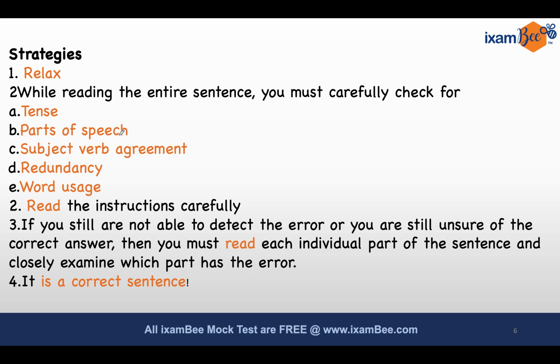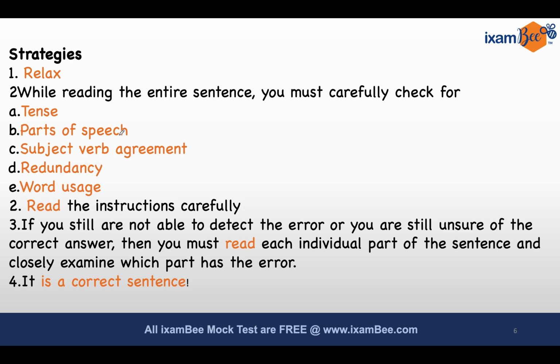Next, you need to read the entire sentence. Sometimes these sentences come as fragments, but do not read them as fragments. Try to read them in totality as a full, complete sentence. Now, when you're reading that sentence, start looking for certain things. First, tense inconsistency. See if the tense is correct or not. Next, parts of speech. See if the word has been used as a noun or as an adjective. Has it been correctly used? Is the verb usage correct or not? Look at parts of speech.